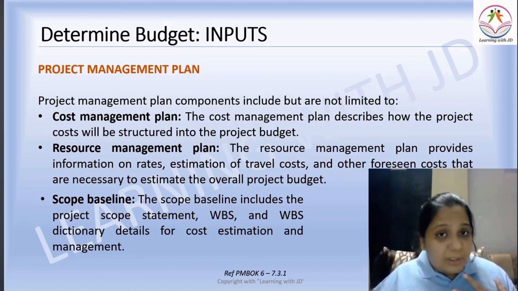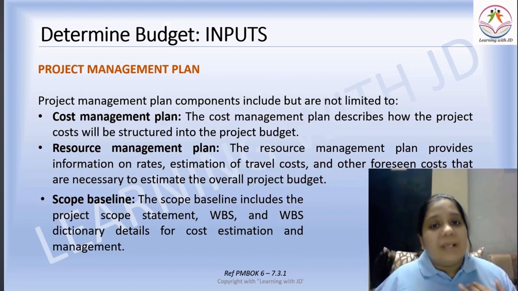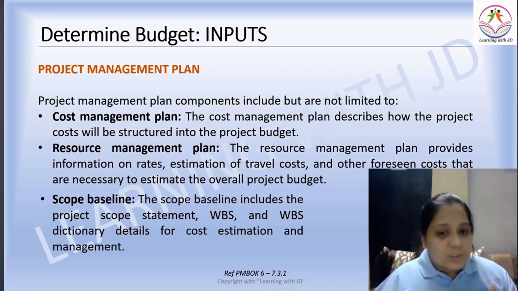Your resource management plan is ready because you know how many people are going to work on your project and what kind of resources you will need. It is not only people, but all the other resources as well: your warehouse, your raw materials, your machineries, all that is also a part of the resource management plan. Your scope baseline is already ready, right? We've spoken about the scope baseline in the previous video. The scope baseline also includes the project scope statement, the WBS and the WBS dictionary. So you need all this information to determine your overall budget.